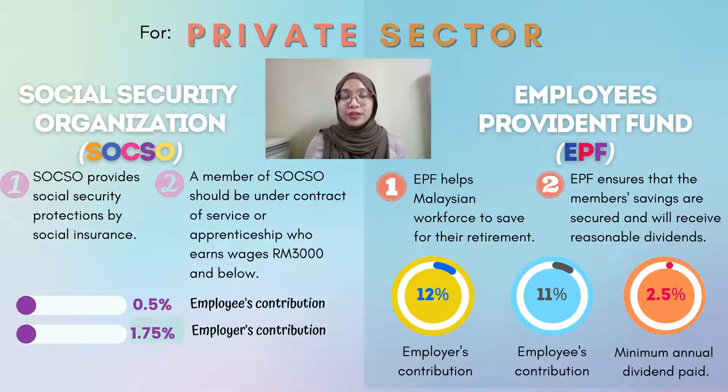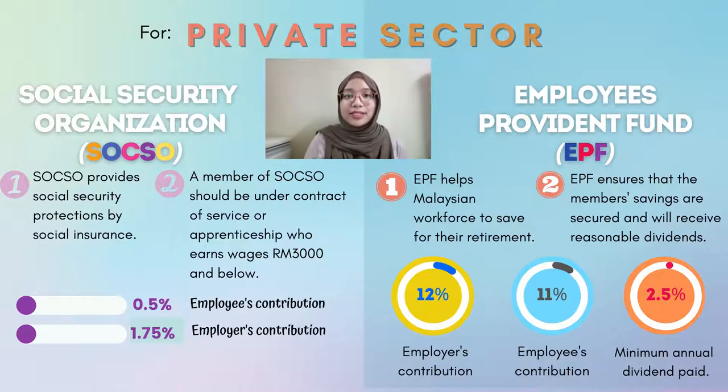EPF and SOCSO are two examples of institutions that help private sector employees save for their retirement. SOCSO, also known as the Social Security Organization, provides social security protection by social insurance to reduce suffering. SOCSO will provide coverage if the employee suffers from employment injury. A member of SOCSO should be under a contract of service or apprenticeship and earn wages of RM3,000 and below.